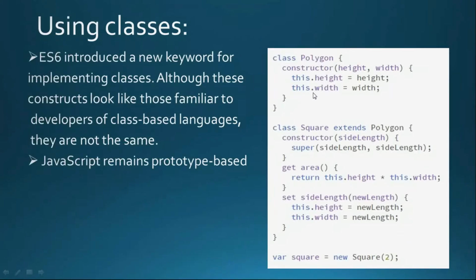Here you can check that we declared a class called Polygon with a constructor having the properties height and width, and then we created a Square class which extends the Polygon class. Inside this we created getters and setters for these properties. This syntax is similar to what we follow in most object-oriented programming languages. This is how we can inherit properties and methods in JavaScript.